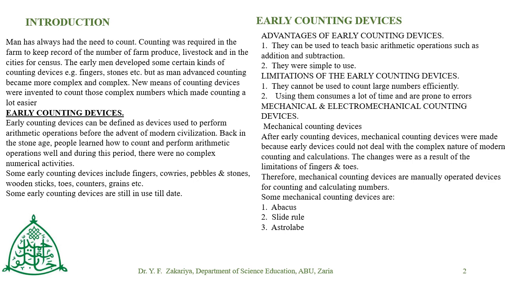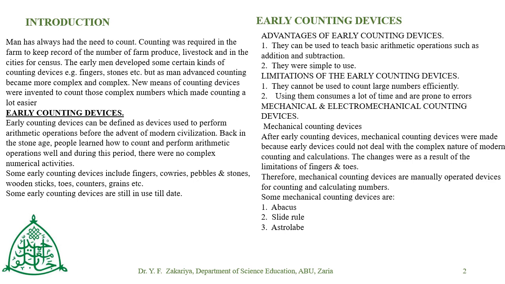Advantages of early counting devices. They can be used to teach basic arithmetic operations, such as addition and subtraction. They were simple to use. Limitations of early counting devices. They cannot be used to count large numbers efficiently. Using them consumes a lot of time and is prone to errors.